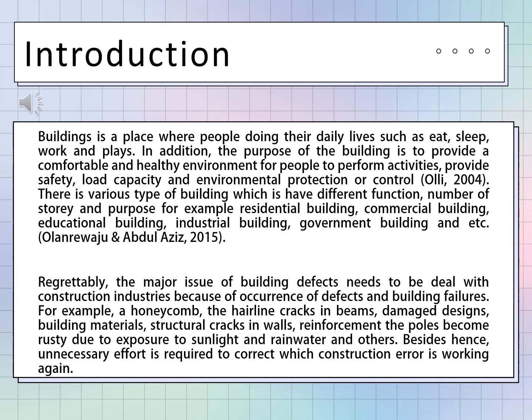Regrettably, the major issue of building defect needs to be dealt with by the construction industry because of the occurrence of defect and building failure. For example, honeycomb, hairline crack in beam, damaged design, building material, structural crack in wall or floor, reinforcement poles becoming rusty due to exposure to sunlight and rainwater and others. Besides this, unnecessary effort is required to correct construction errors, which is working again.